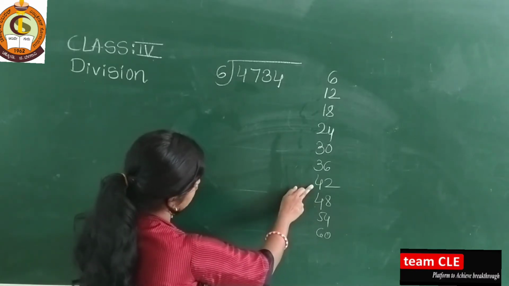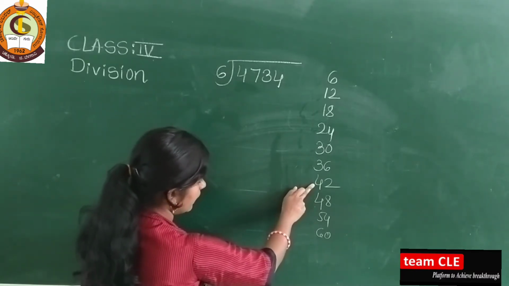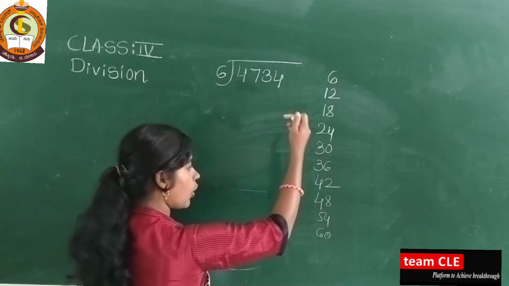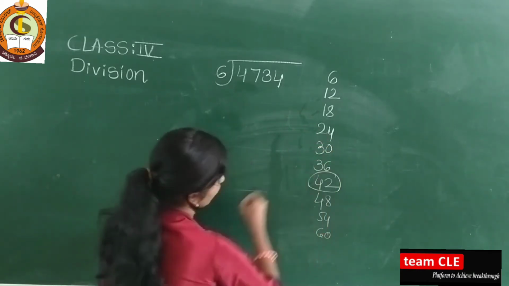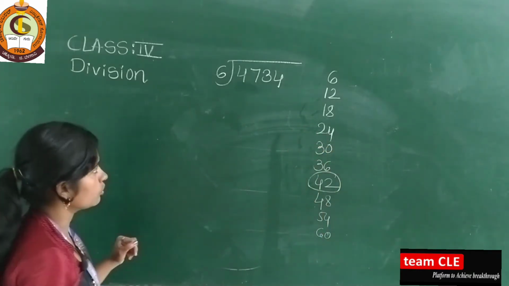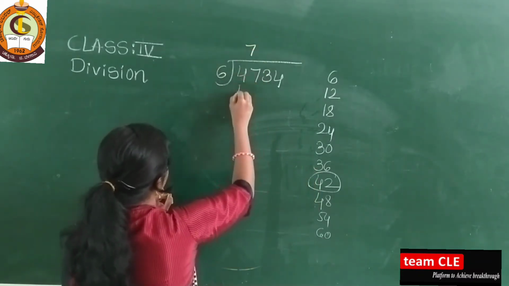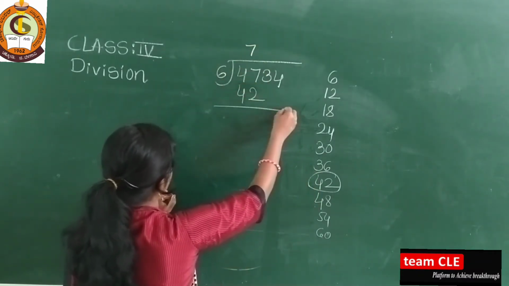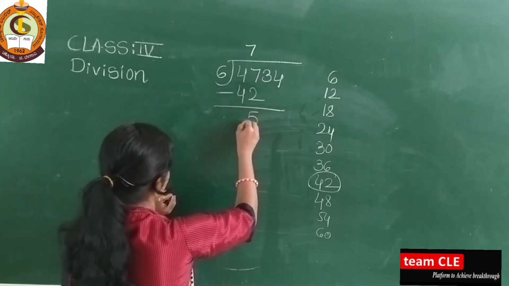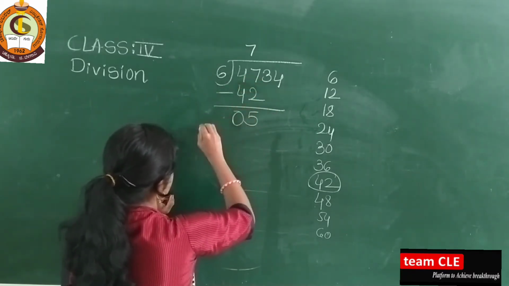I can't take this number, so you take this. 42 is there. 36, 30, 24 all are small, but the nearest small is 42. So write here 6 6s are 36, 6 7s are 42. Okay, so 7 minus 2 is 5, 4 minus 4 is 0.